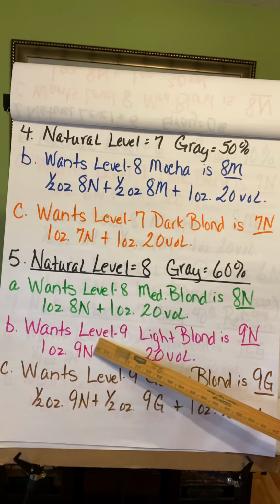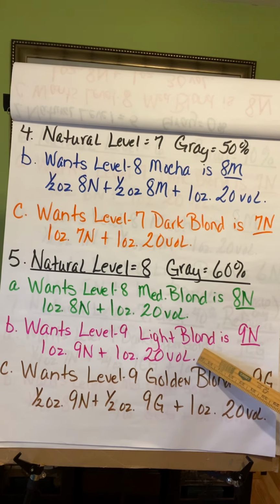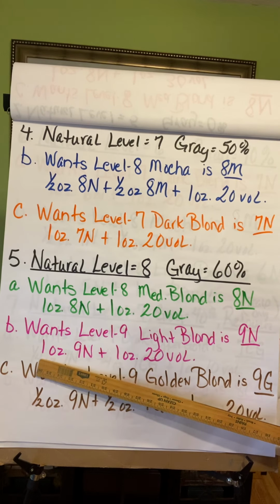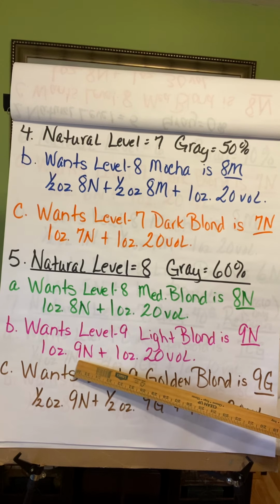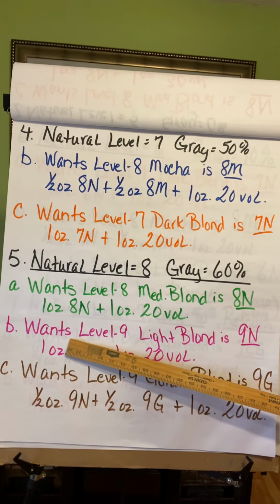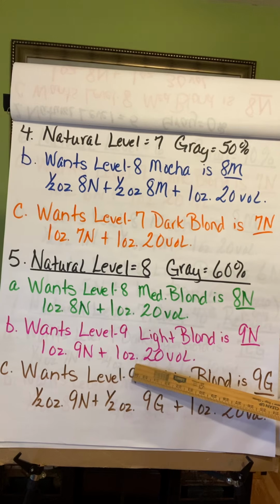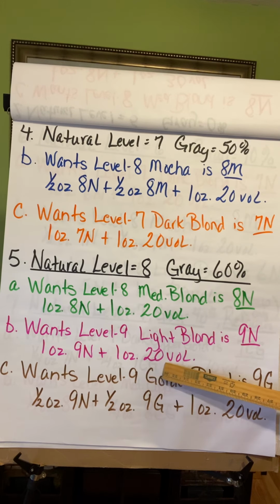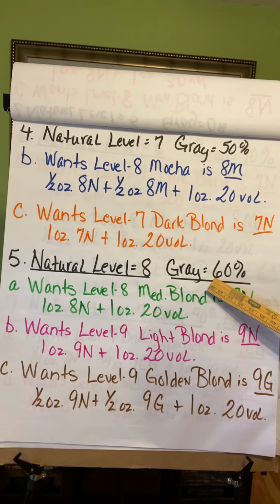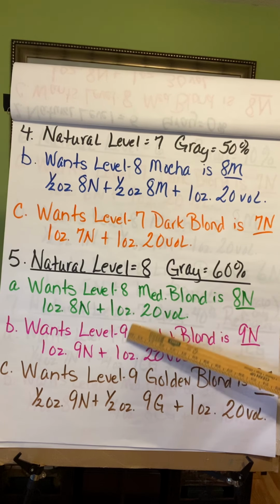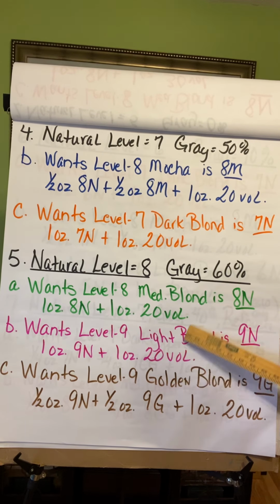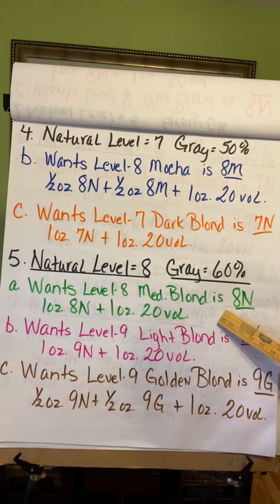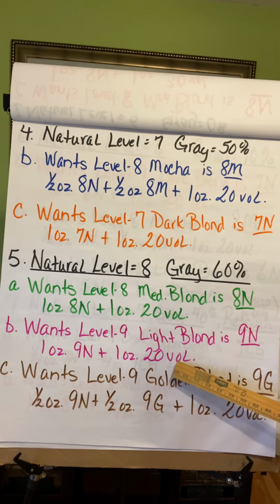Okay, B, she wants to be a level 9, which is light blonde. It's written as 9N. So my formula is 1 ounce of 9N because that's the level that she wants to be, plus 1 ounce of 20 volume developer. 20 volume developer because it's over 50% gray. Even though you're just stepping up one level, in this situation, because she has so much gray, you have to use the 20 volume developer. If you don't, it's not going to cover the gray, because the gray is resistant.